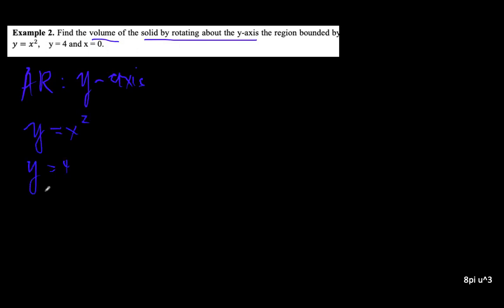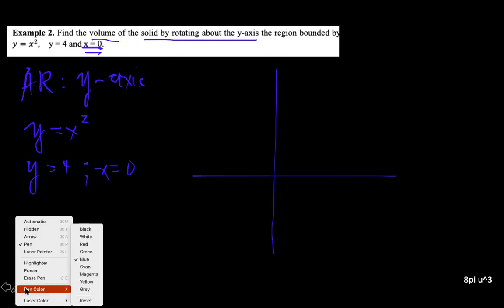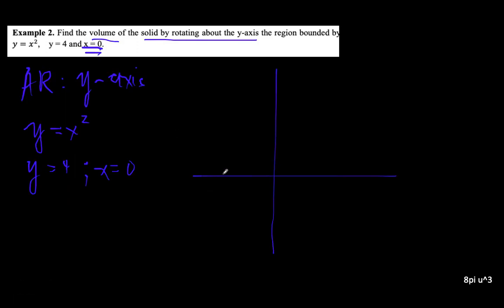Find the volume of the solid by rotating about the y-axis. So the axis of revolution is the y-axis. And bounded by the curves y is equal to x squared, y is equal to 4, and x is equal to 0. Okay, so let's sketch. Let's use a different color.